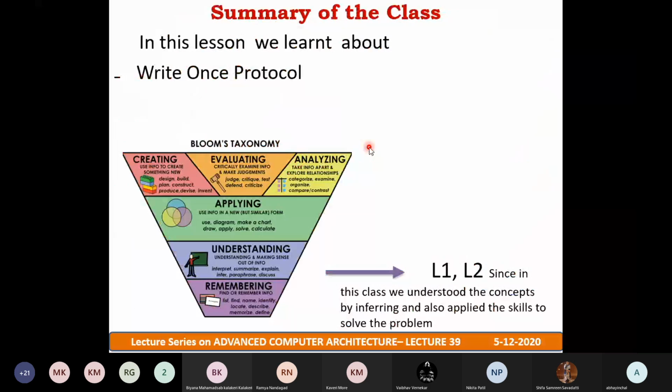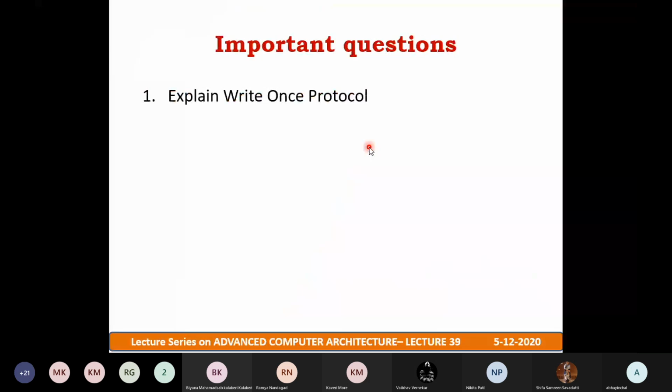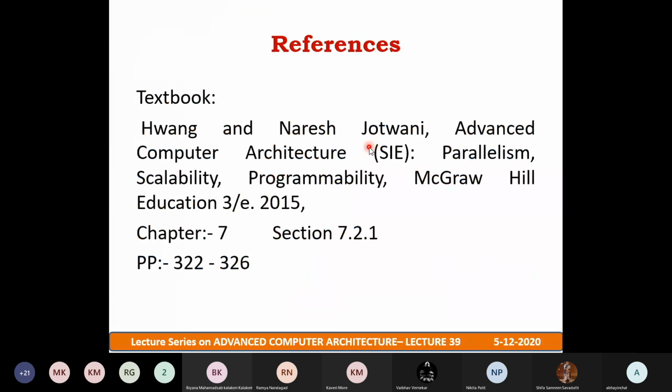So in this lesson, we learned about write once protocol. Since we have understood it by making sense out of the interpretation and summarization about the topics, and by knowing the other two protocols, the important question on this is: explain write once protocol. It is taken from the Kai Hwang and Naresh Jotwani book, chapter number 7, pages 322 to 326.